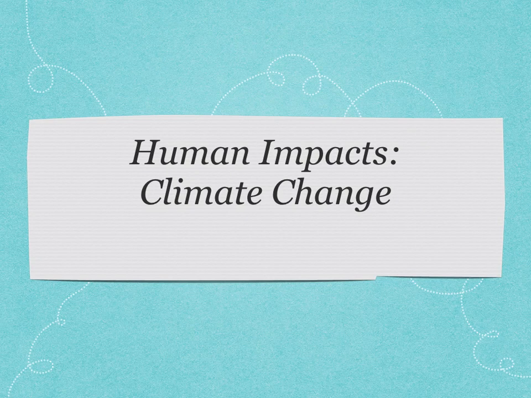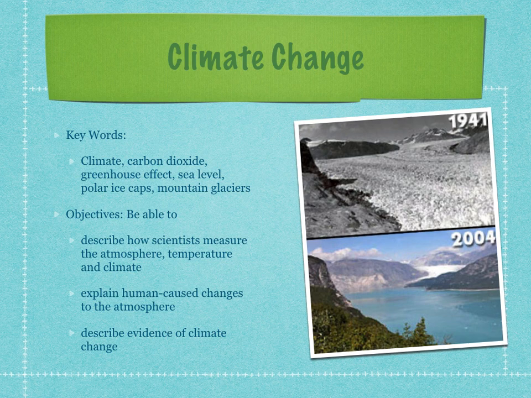All right, our last chapter is human impacts, and the one we're going to cover in this slideshow is climate change. So climate change, we're really going to talk mostly about the evidence for climate change, and we'll talk about how humans have caused climate change and how scientists measure the atmosphere, temperature, and climate. And so there I've got a picture of one of the best pieces of evidence.